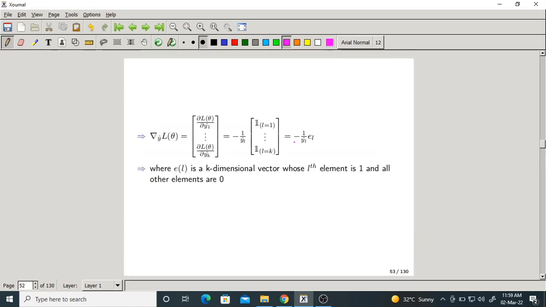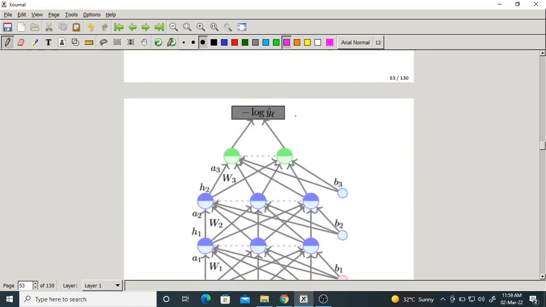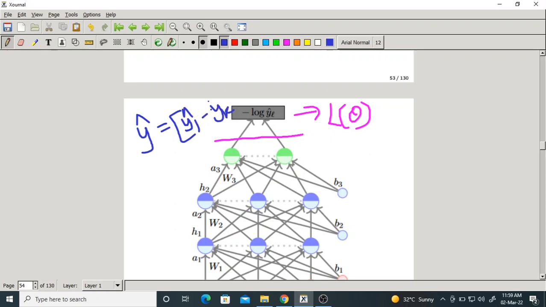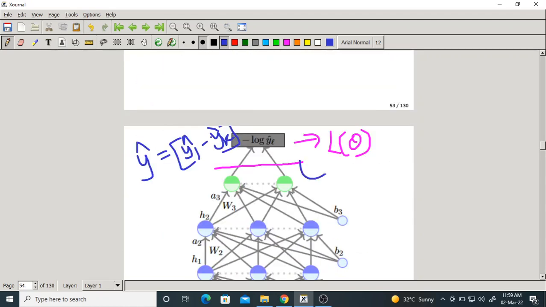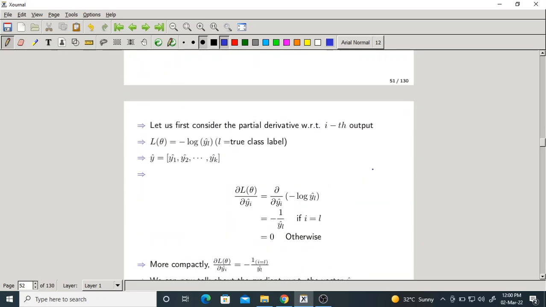Okay, so first let us go with the gradient with respect to the output units. First of all, now this is the loss function. Let us take, what is this actually? This is the cross entropy, that is minus log Y_L hat. Now what we have added is the output activation. What is the output activation? Y hat. What is the Y hat? Y1 hat, and so on, Yk hat. So at this output layer we have Y hat. Okay. Now, log of Y_L hat. What L gives the true class label.